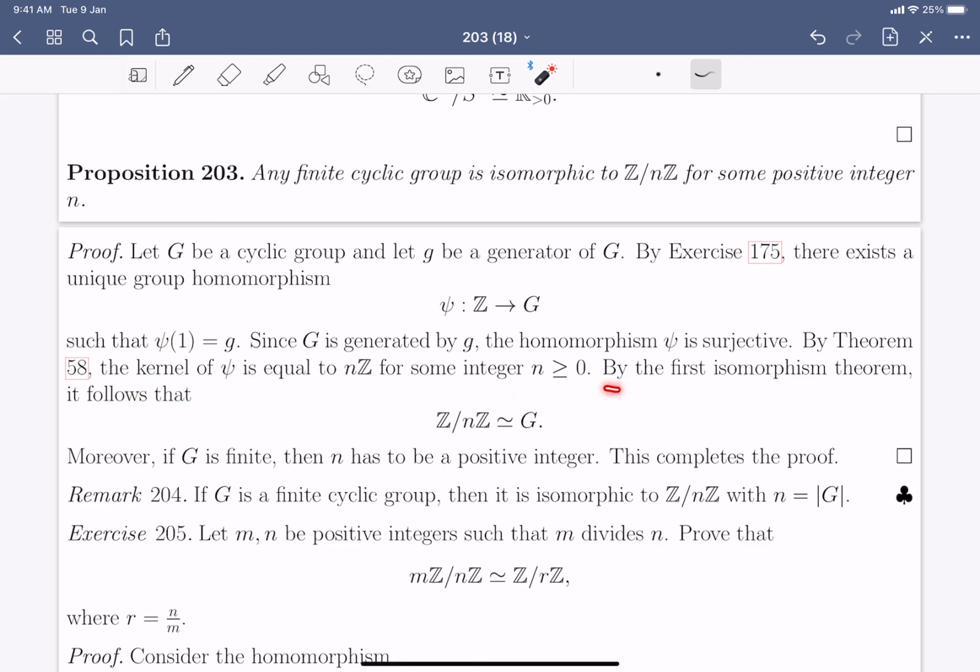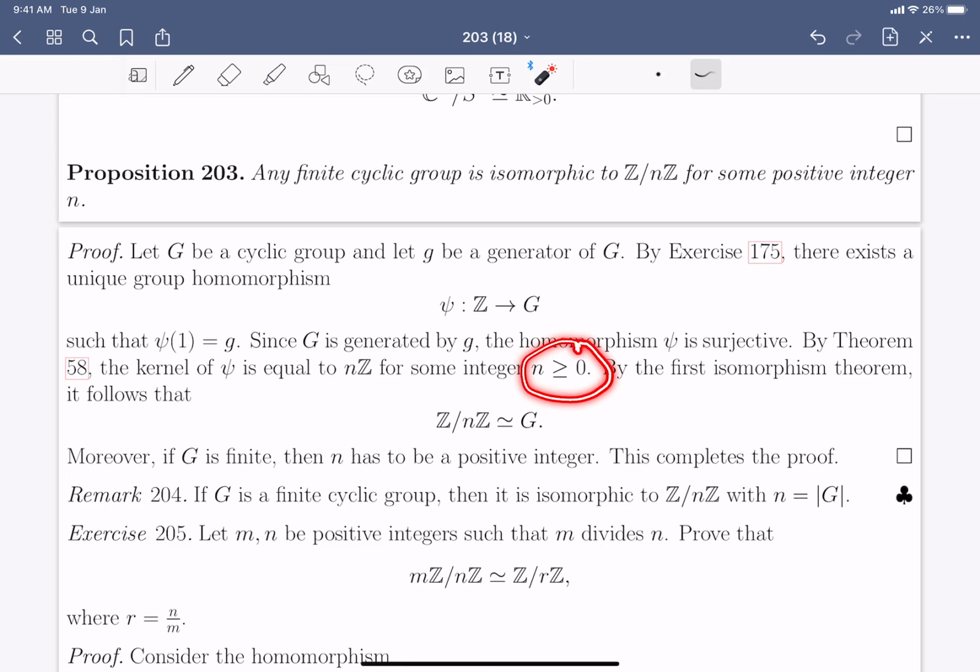Now again by applying the first isomorphism theorem, we see that Z mod nZ is isomorphic to G. Once again, since you know that the kernel of psi is equal to nZ for some integer n greater than or equal to 0, we obtain by applying the first isomorphism theorem that Z mod nZ is isomorphic to G, where n is greater than or equal to 0.